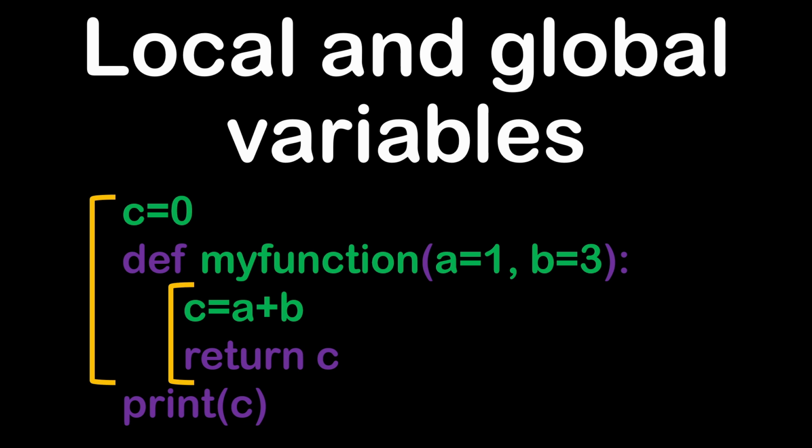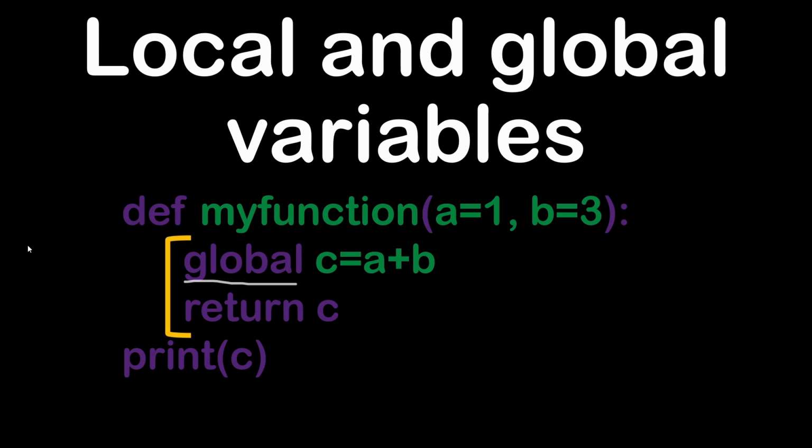Now, there is a way of modifying a global variable from within a block, from within a function. It's by using the keyword global, but the C variable here should have been defined previously as a global variable. And therefore, the global keyword will give you access to that global variable from within the function. So you could modify it, read it, and so on.